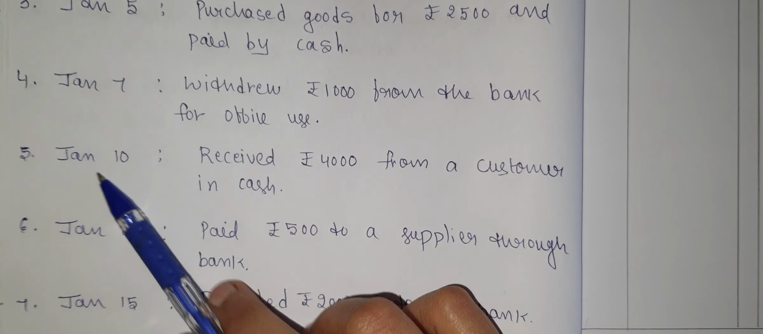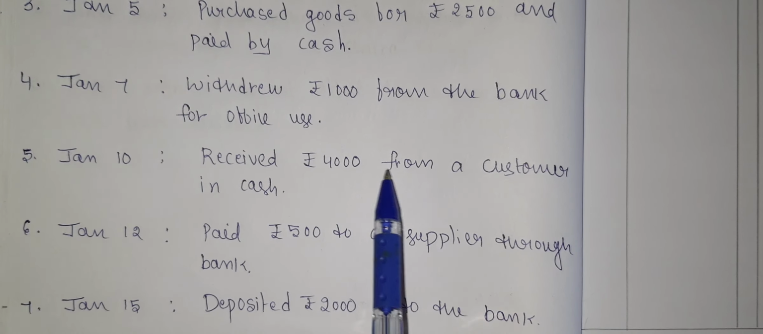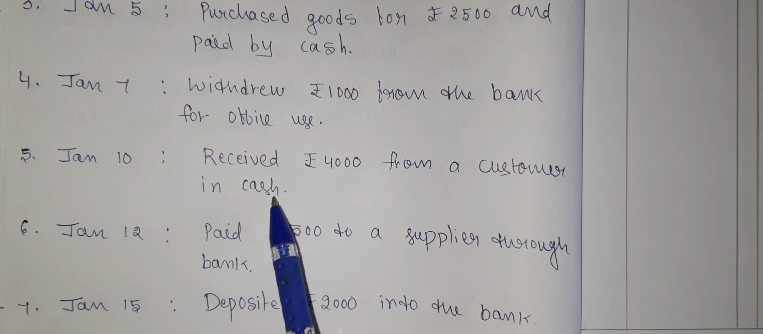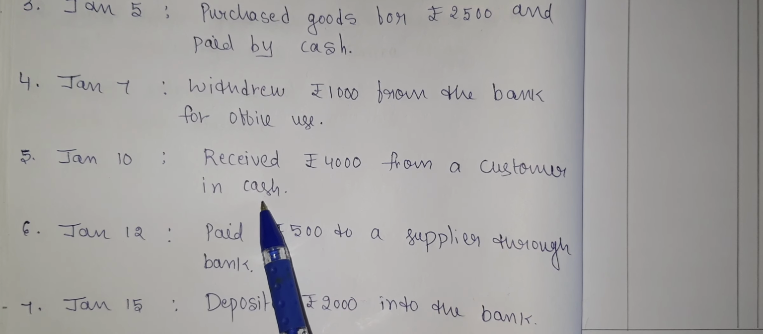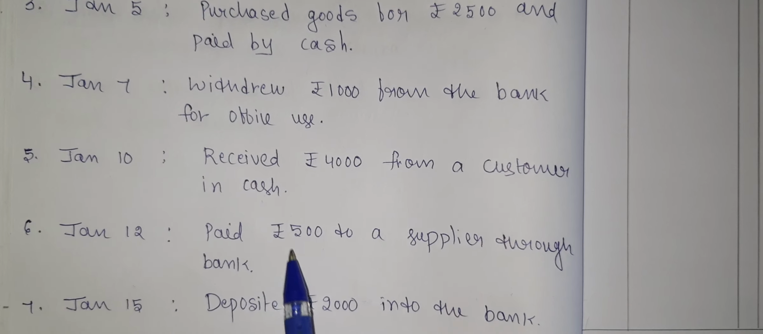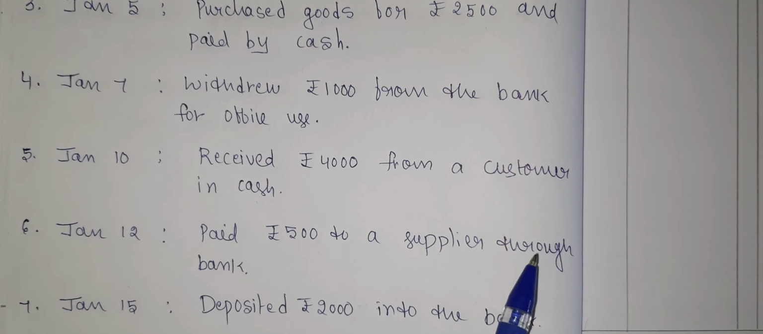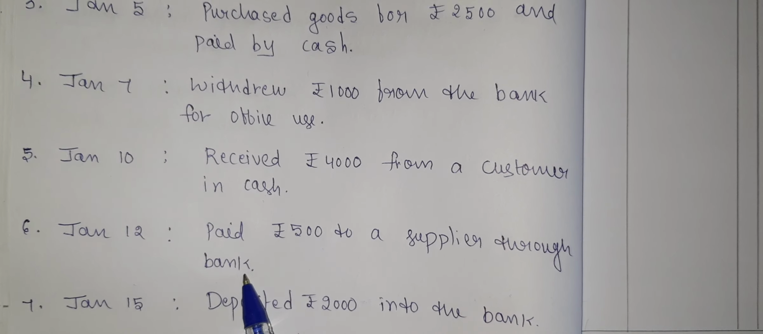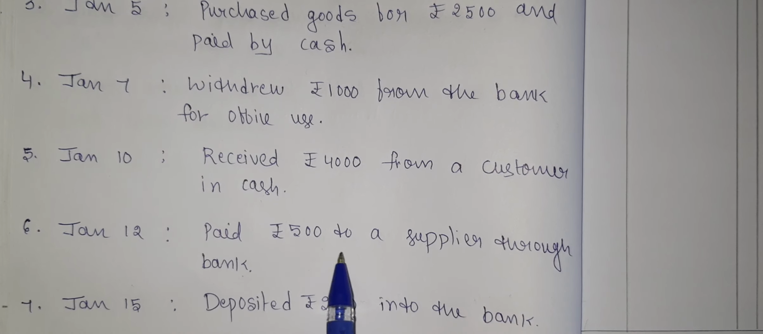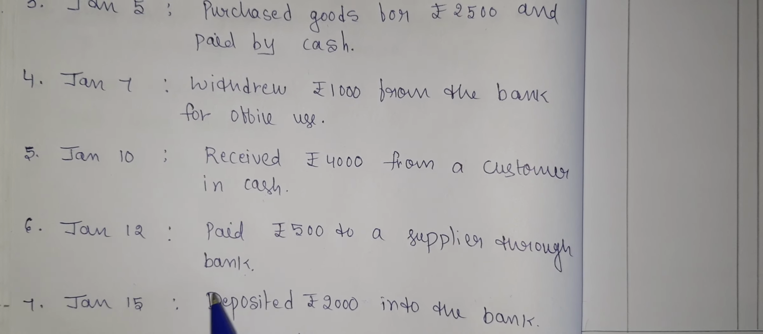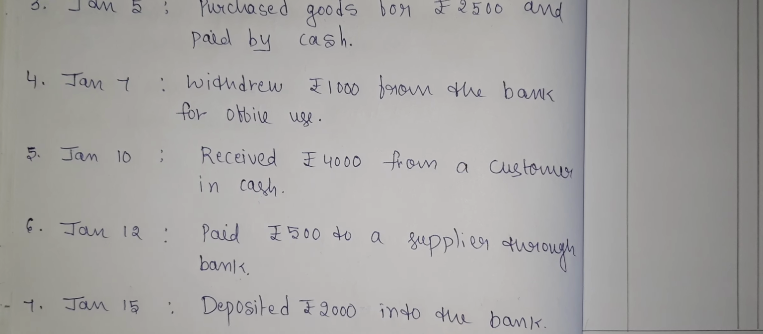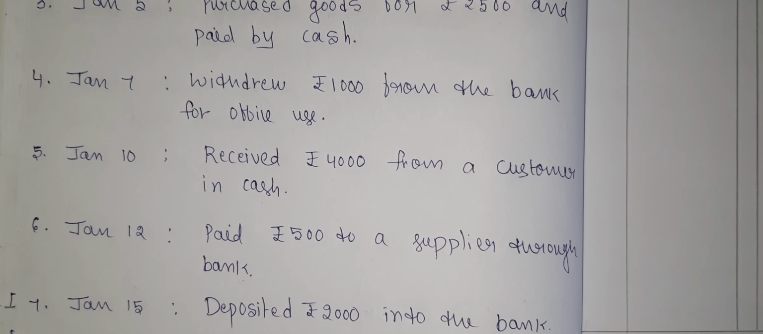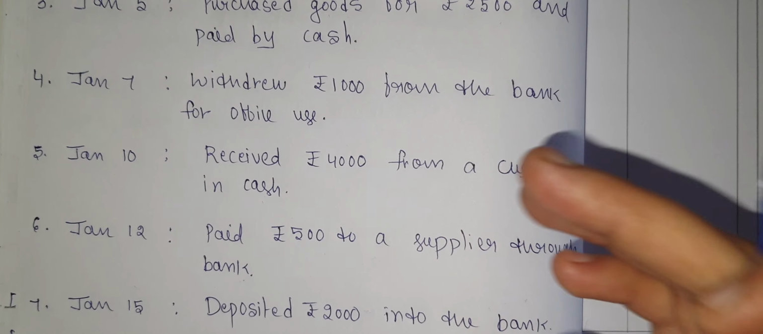Next one, January 10, received rupees 4,000 from a customer in cash. It will come under receipt side, means under debit side. And January 12th, paid rupees 500 to a supplier through bank. We are paying the cash to a supplier, so by supplier account under payment side, means it will come under credit side.